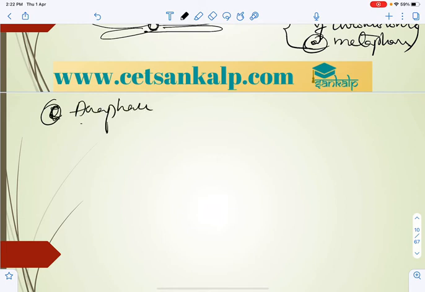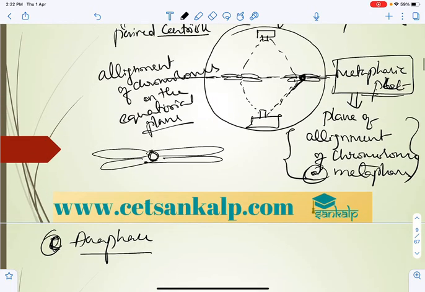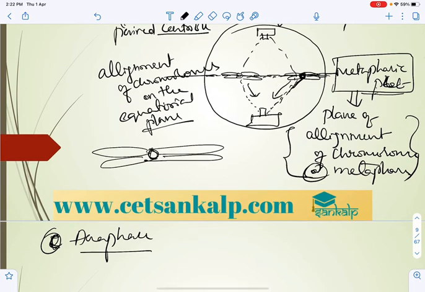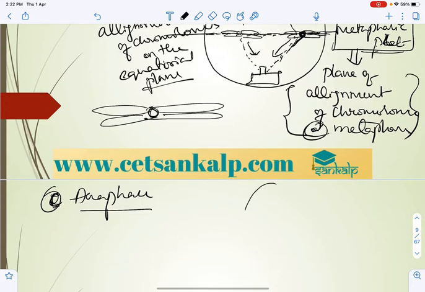What happens in anaphase? There is the alignment of chromosomes, which will be pulled by the respective poles, and when the spindle fibers constrict, they pull by breaking the centromere longitudinally.